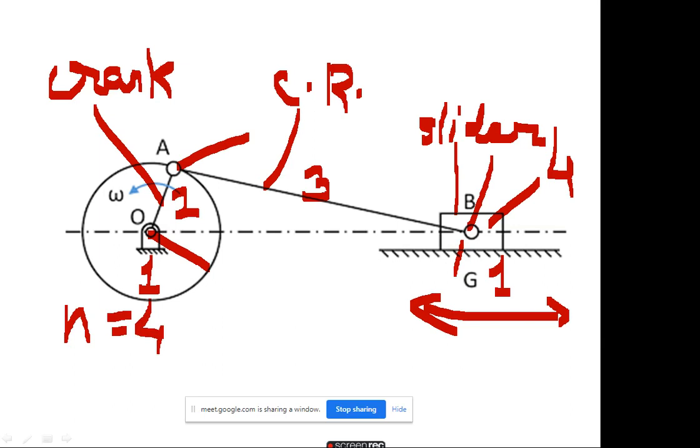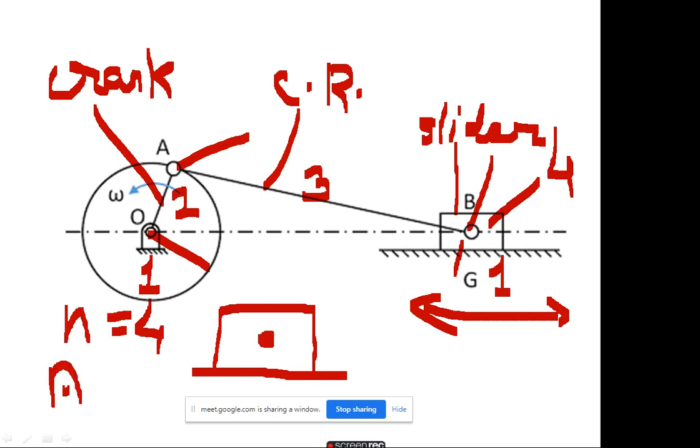You always get confused that only 1-2 links are visible, and this is the fixed one, so how is it 4? Always remember that the slider is considered another link. You remember the symbol: this symbol is always shown in the figure as the slider. And this symbol is the hinge, where the point is completely fixed.